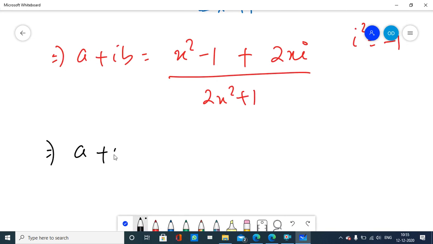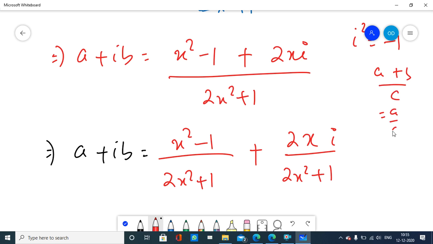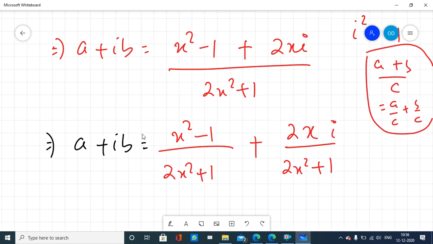Well, we're almost done. Then a plus ib is equal to, remember the procedure? The real number x squared minus 1 divided by this denominator, plus 2xi divided by this denominator. This is how we separate the real part and the imaginary part in case of division. This divided by this, plus this divided by this. (a plus b) by c is equal to a by c plus b by c. As simple as that. You learned it in high school.